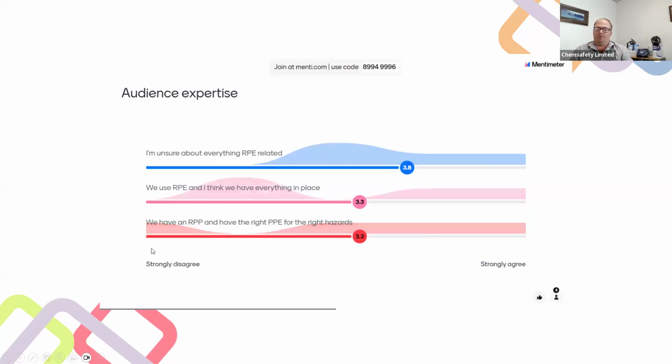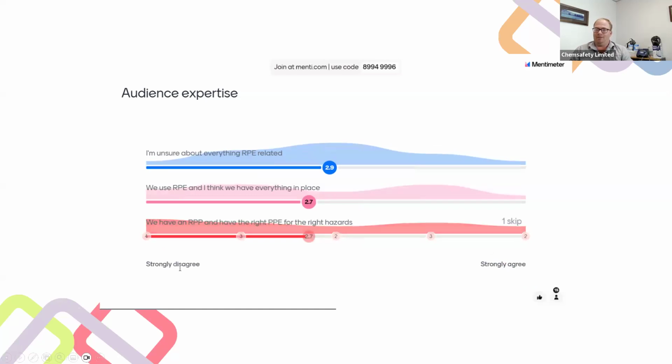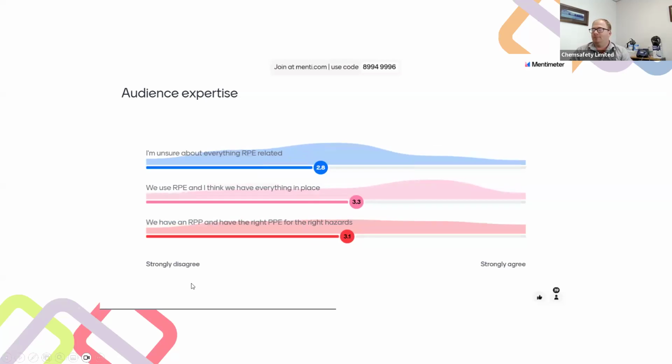And if you have your respiratory protection program, which we'll talk about later, in place and have all the right hazards, then you'd be scoring 5. Whereas if you weren't so confident about that, you'd be scoring down here. So we'll just see where the audience is at. I'll give you guys a moment to answer that. And we'll be doing this question again at the end to see how your perceptions may have changed.